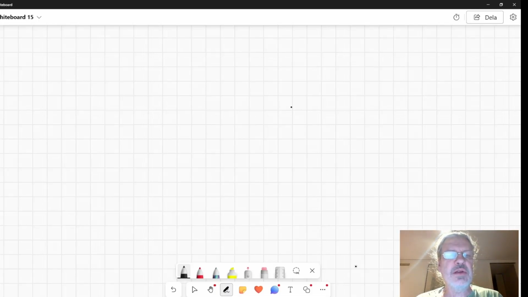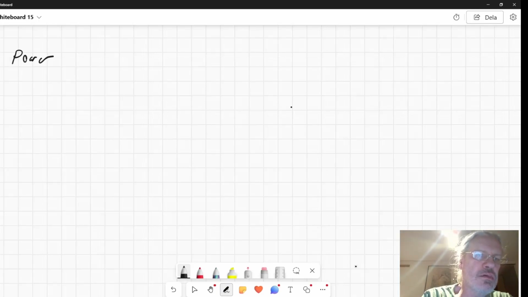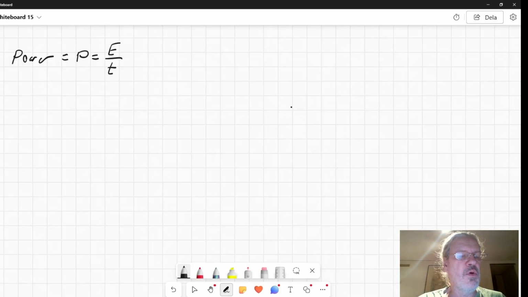Anyhow, this will be about electrical power. So we have power, and that's equal to, we write that as P, how much energy we use per time unit. So the more energy per time unit, the higher the power is. And the unit for that will then be joules per second.